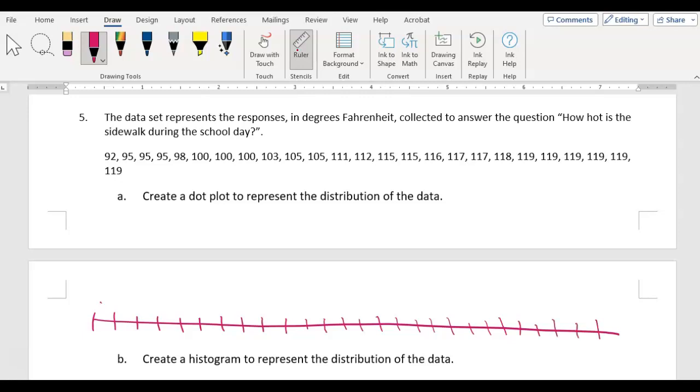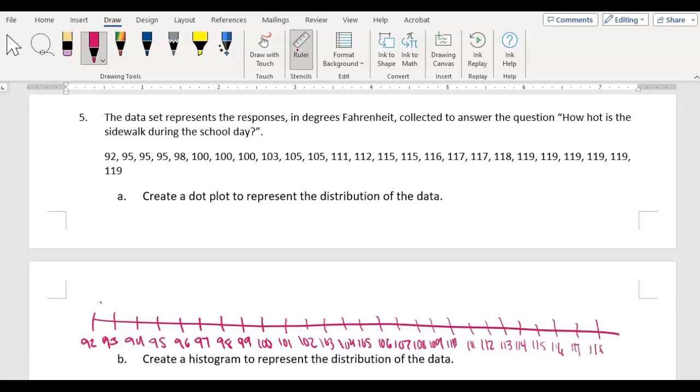27. Okay. So 92, 93, 94, 95, 96, 97, 98, 99, 100, 101, 102, 103, 104, 105, 106, 107, 108, 109, 110, 111, 112, 113, 114, 115, 116, 117, 118, and 119. Okay. All right.